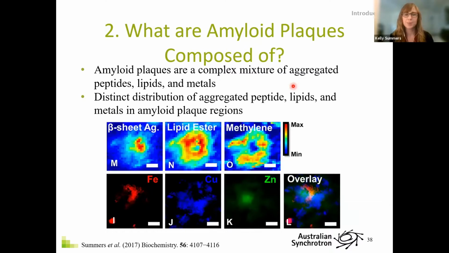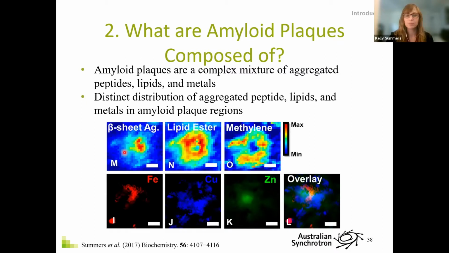And so for my last point, we looked at what amyloid plaques are composed of. This is where we coupled FTIR mapping with XRF and found that amyloid plaques are actually a complex mixture of aggregated peptides, which you can see here in the FTIR maps, as well as lipids and metals. And each of these components has a very distinct distribution.